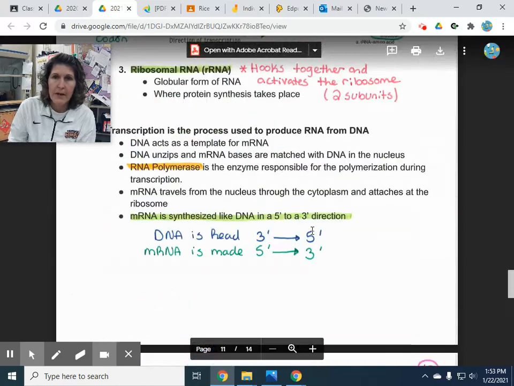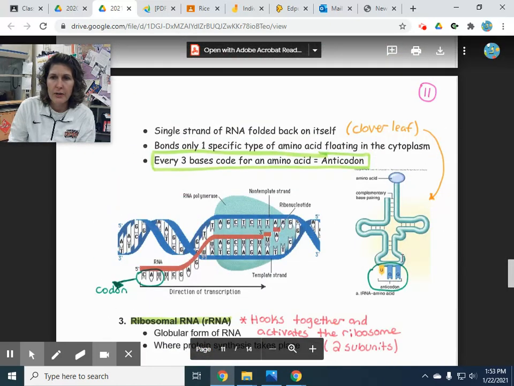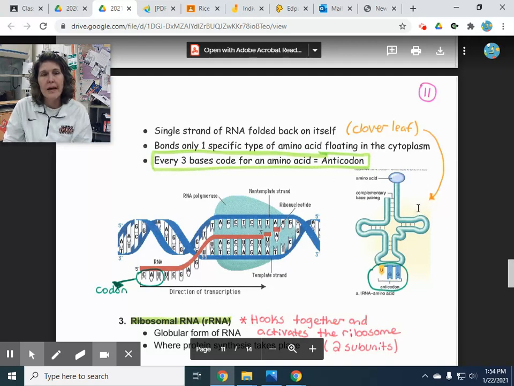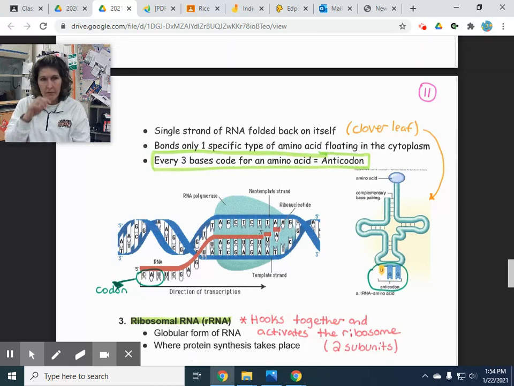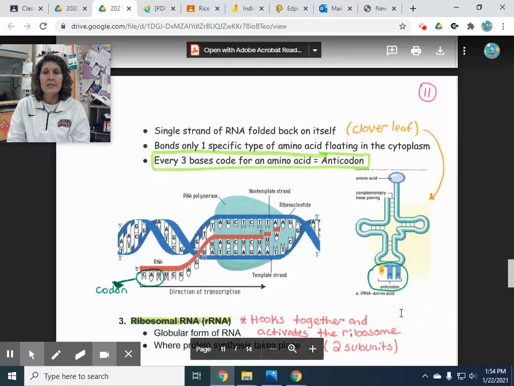So I'm going to backtrack just a little bit there. There's my transfer RNA that we just talked about. It carries an amino acid. It knows which specific one to carry based on its three base pair code, which is called an anticodon. Remember, it doesn't matter if it's messenger RNA or transfer RNA, any type of RNA, you are now going to have uracil instead of thymine. There's no thymine within this process of protein synthesis.